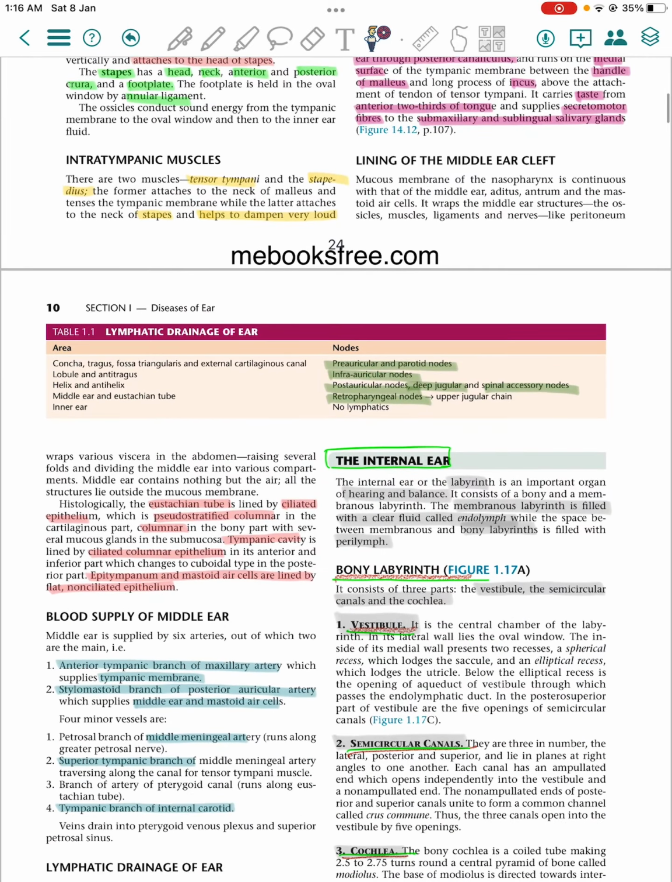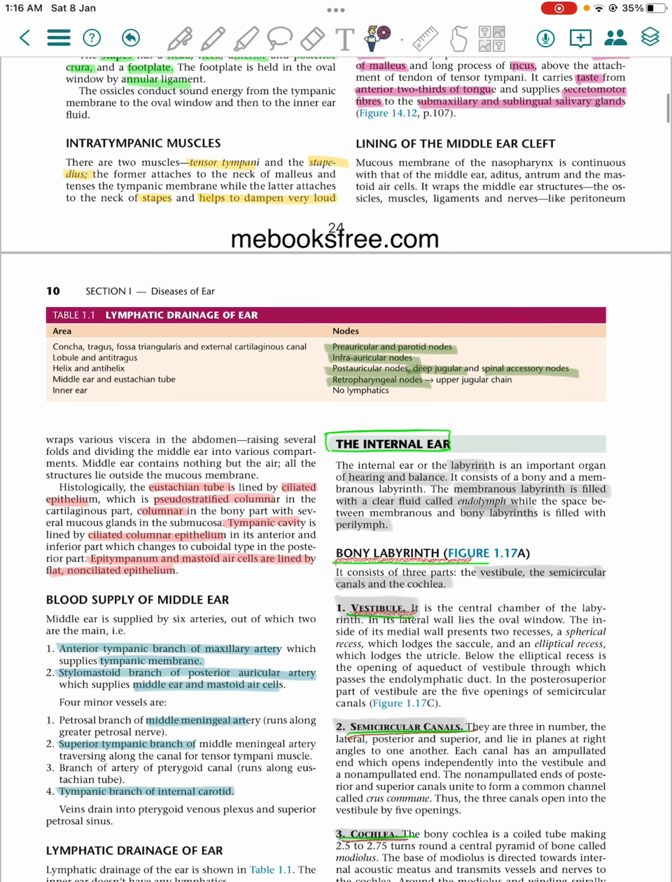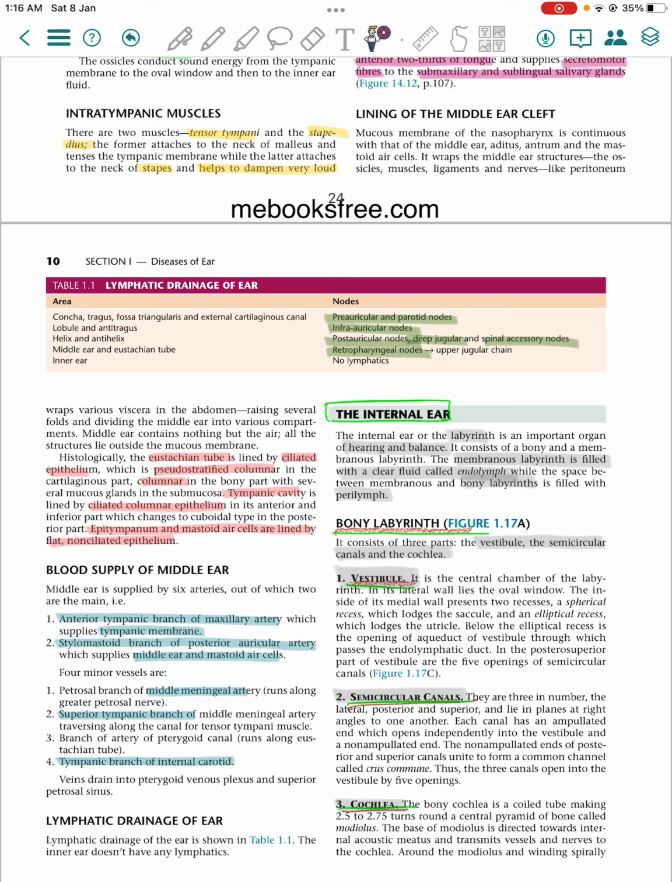Okay guys, then you can see the linings. The nasopharynx is there, and the eustachian tube is lined by ciliated epithelium. The cartilaginous part is lined by pseudostratified columnar epithelium, and the bony part is lined by columnar epithelium, and the tympanic cavity is lined by ciliated columnar epithelium. Everything is like that, but the epitympanic recess and mastoid are lined by non-ciliated epithelium.